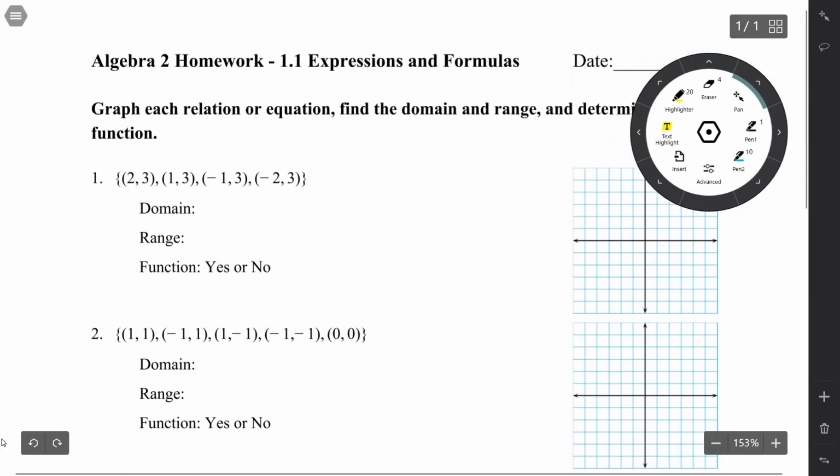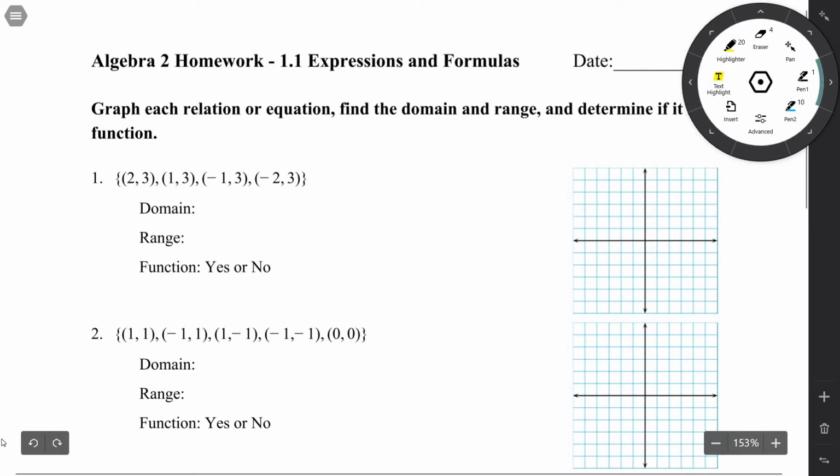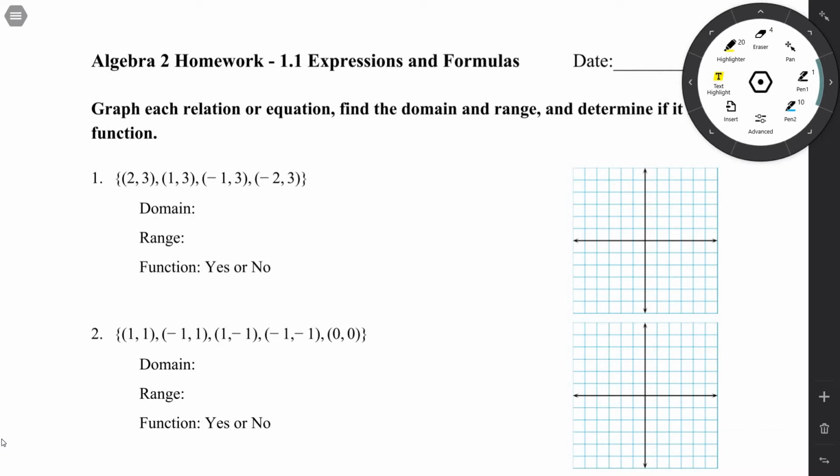Primarily, we're just going through a couple graphs, making sure that we understand the difference between domain and range, determining whether something's a function. Some pretty straightforward stuff there. First off, again, this is a relation, just a set of ordered pairs that we'll be working with here. I'm just going to start plugging them in on the graph.